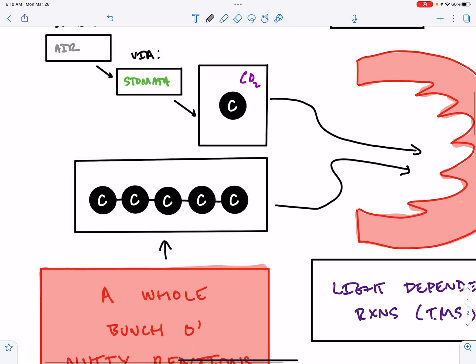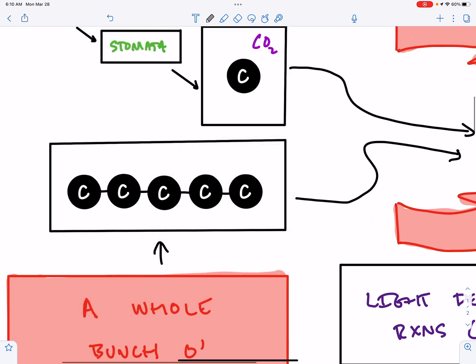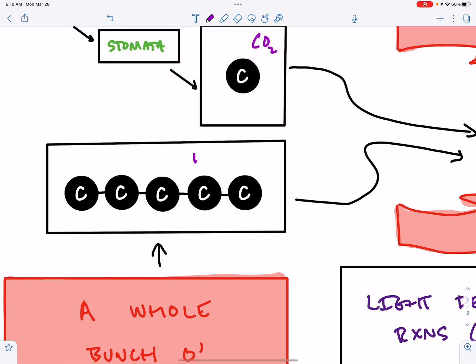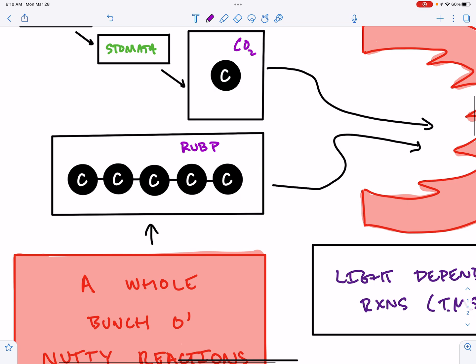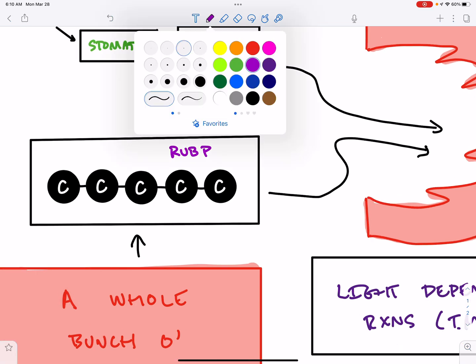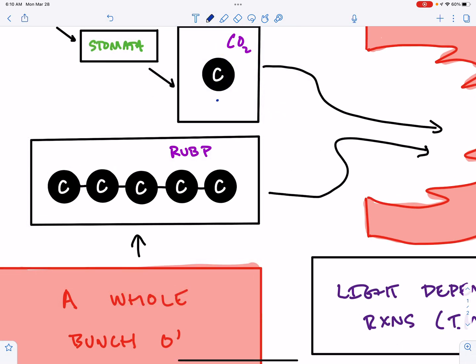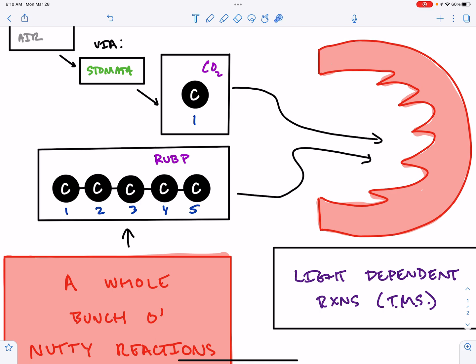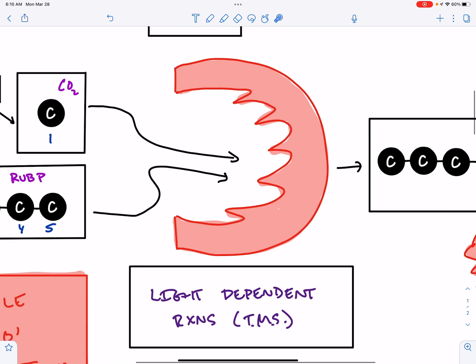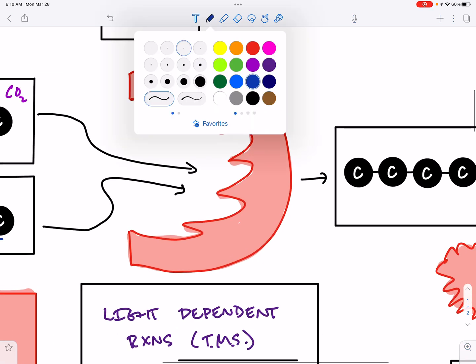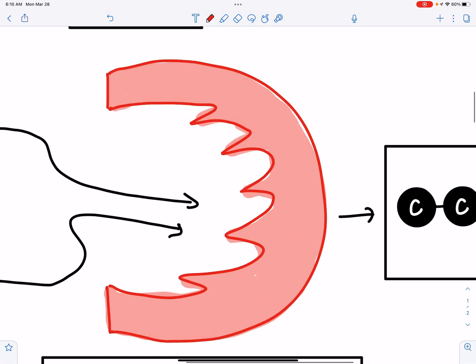CO2 is smashed together with a 5-carbon compound called RuBP. If we count up our carbons, we see there's 1 here, and 1, 2, 3, 4, 5. If we smash 1 CO2 with a 5-carbon compound in this crazy enzyme, which is actually the most abundant enzyme on Earth, called Rubisco.